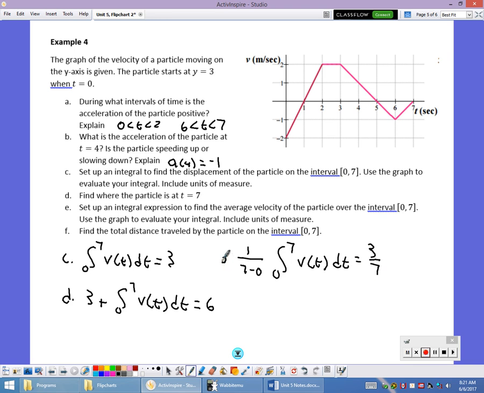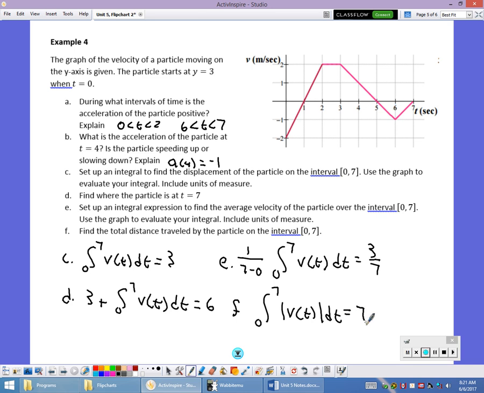And then finally, in the last one, I asked you to find the distance traveled, which would be the integral from 0 to 7 of the absolute value of the velocity, which is what it's going to do is flip this part and this part above the axes. And when I did that, I got that to be 7.